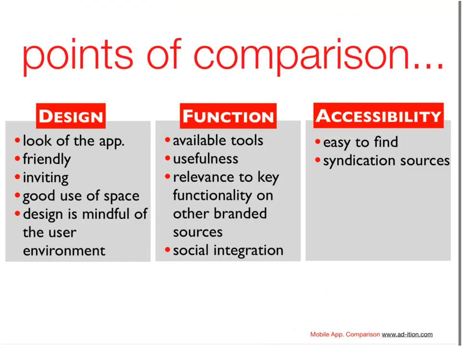So a bit more of an explanation when we talk about those 5 headings that we're going to use for comparison today. When we're looking at design, we're looking at basically the look of the app. Is it friendly? Is it inviting? Is there a good use of space in terms of how they've designed the application? And does the design keep the user environment in mind? Last time when we had our mobile webinar, we talked about content and what kind of content is important. And as part of that webinar, we also talked about thinking of your user, the person using your app, and what kind of environment they are in.